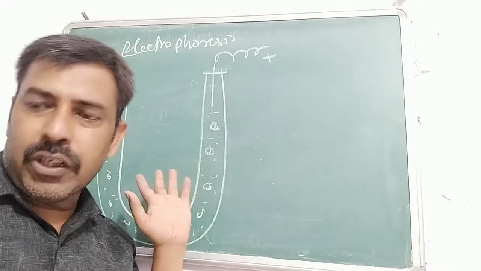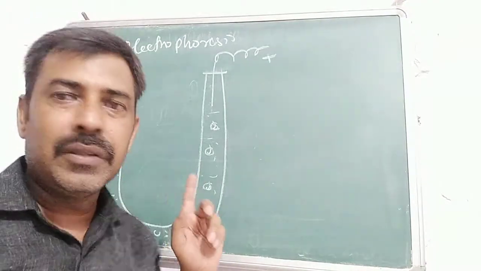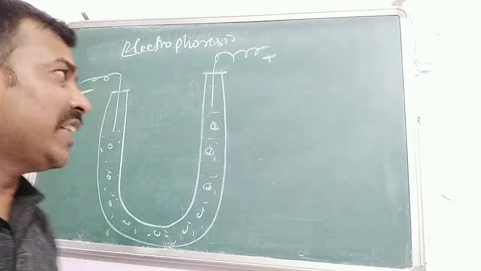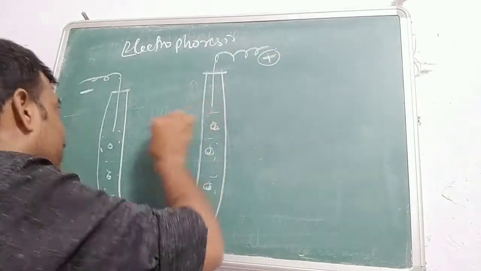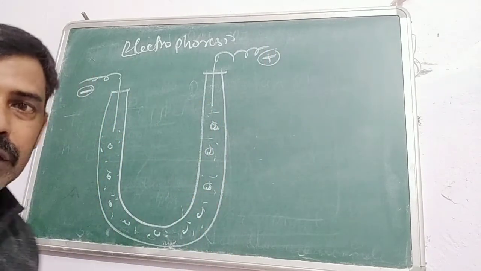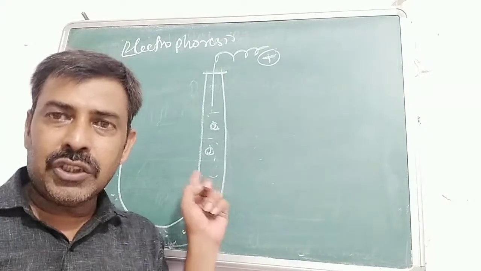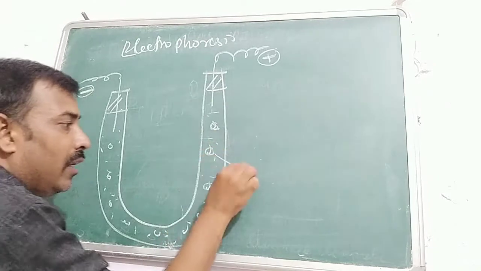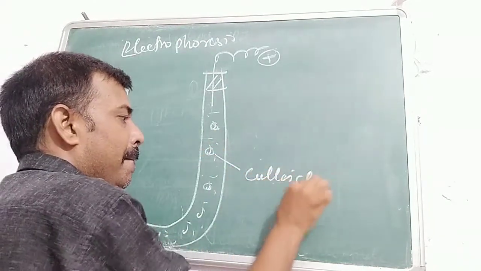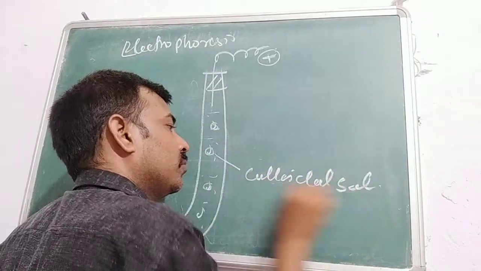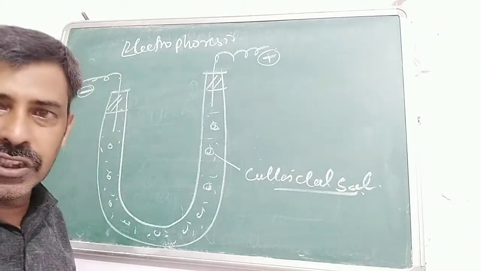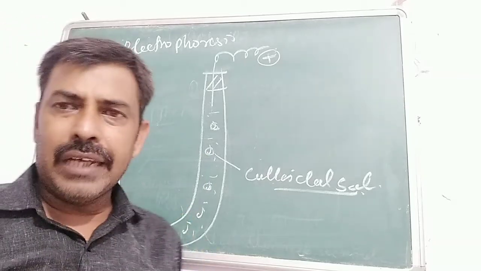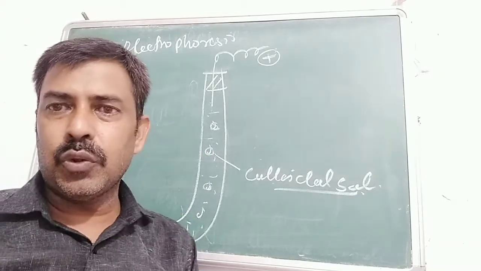See, in this electrophoresis, what is the arrangement? There is a glass tube, a U-shaped tube, which has two electrodes. One is positively charged and the other is negatively charged. And this U tube is filled with the colloidal solution, the colloidal system. These are the colloidal particles and the remaining are the liquid particles. I have tried to show it.